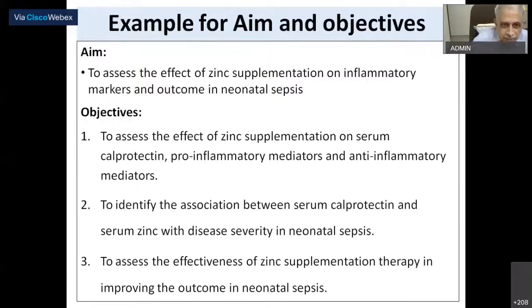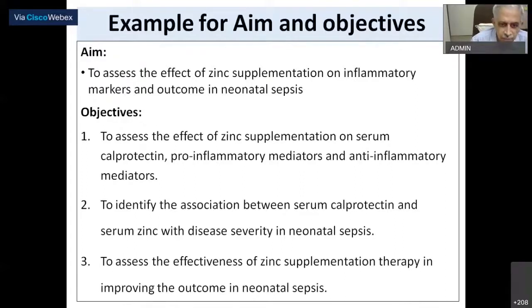So objectives are, we have made another 3 objectives for the same aim. One is to assess the effect of zinc supplementation on serum calprotectin. It's a pro-inflammatory mediator, and some anti-inflammatory mediators. So in the infection, some pro-inflammatory, some anti-inflammatory mediators will be there. So we wanted to check whether zinc supplementation has got an effect.